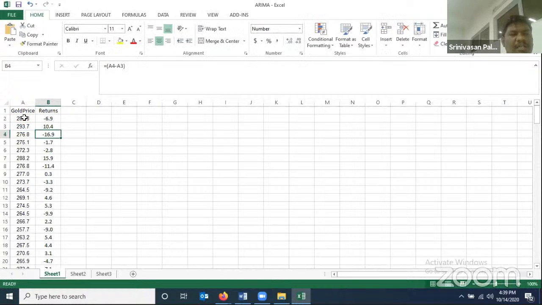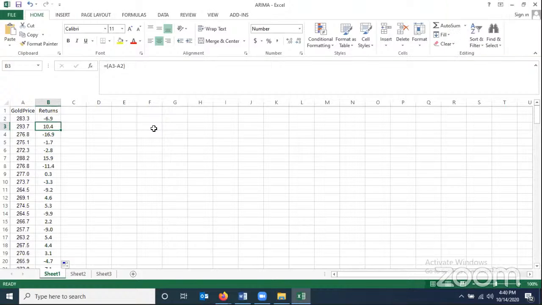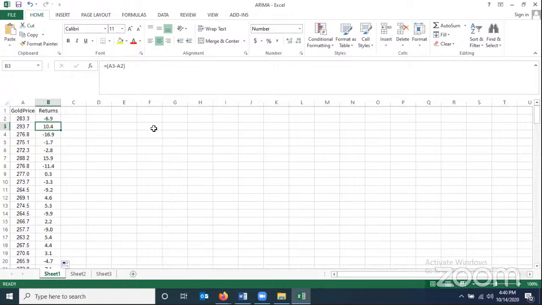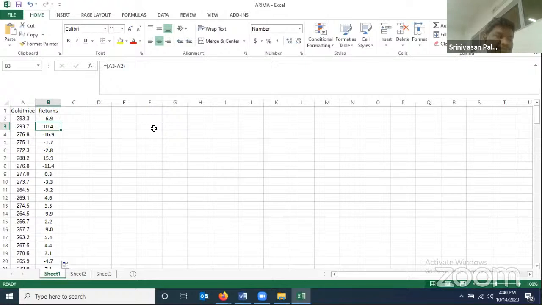So this is returns. You just double click this, you'll get the same value. That's it. The difference between these two, present minus past, A3 minus A2. This is the returns. Sir, usually we do the formula like that: present minus previous divided by previous, into 100. Go ahead, nothing wrong in that. So either we can do present minus previous, or present minus previous divided by previous into 100. That is also fine.